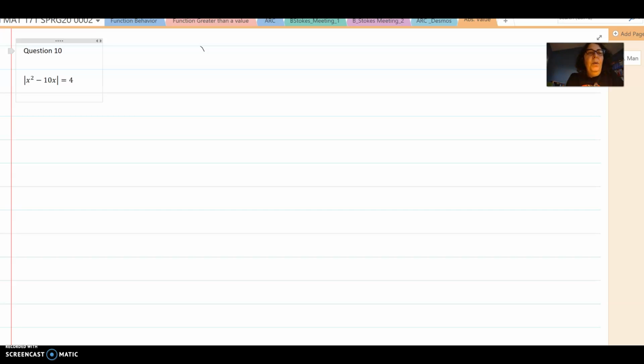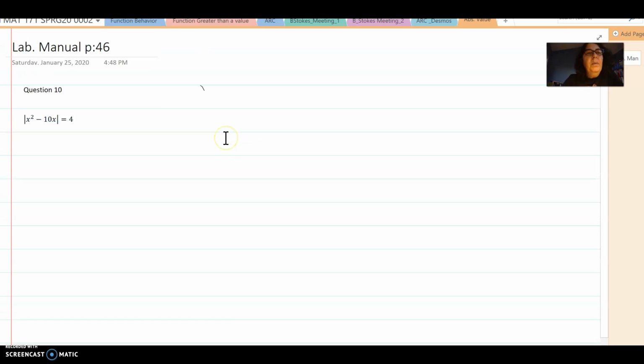Hello. So we are going to be looking at Lab Manual, page 46, question 10, and that's an absolute value equation, solving absolute value equations problem. However, here I want to underline one thing. The equation in the absolute value is second degree. We will be solving second degree equations in more detail in test 2. If we cannot factor it, we will use the quadratic formula.